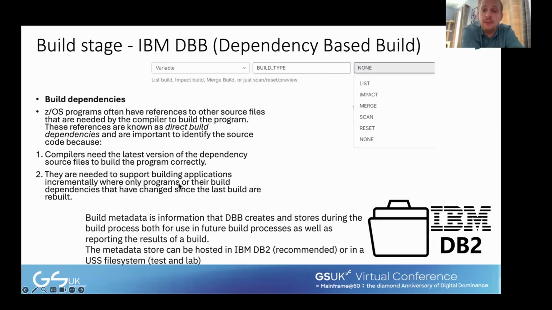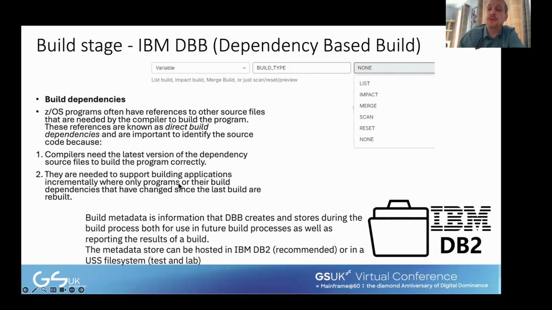All right, in z/OS, programs often have dependencies, right? And if you want to build a program properly, you need to have those dependencies available. DBB keeps track of those dependencies and makes sure that they're available during the build process. It also supports something that's called incremental builds, where only programs that have changed since the last build are compiled. DBB stores all this information in a DBB metadata store, which can be hosted in DB2, which is the recommended way, or it can be stored in a file system, which is really just for testing purposes.